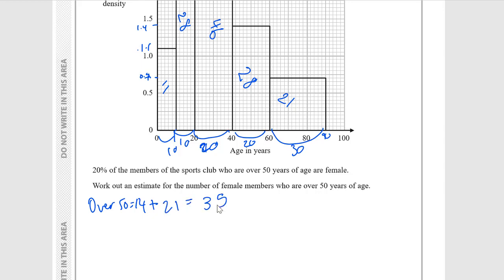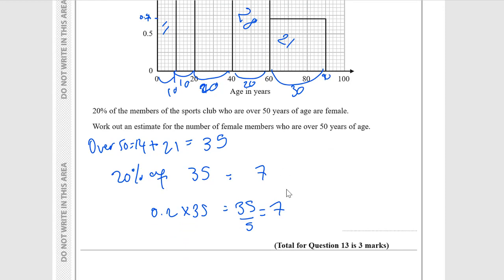Add them together, that gives 35. And then 20% of 35, because it's 20% of the members, is 7, because it's 0.2 times 35, which is the same as 35 divided by 5, which just gives us 7. So that means 7 of the people over 50 are female.